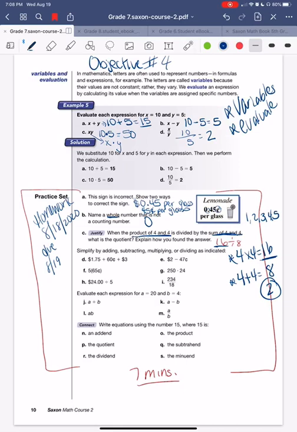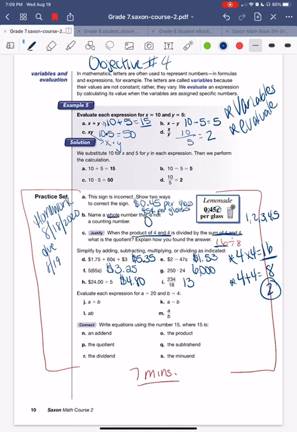All right. Then the next part says simplify by adding, subtracting, multiplying, or dividing as indicated. So D, you should have $5.35. E, you should have $1.53. F, you should have $3.25. G is 6,000. H is $4.80. And I is 13.